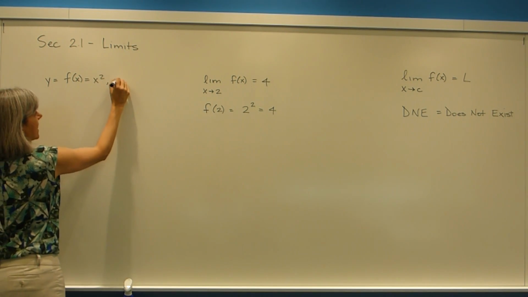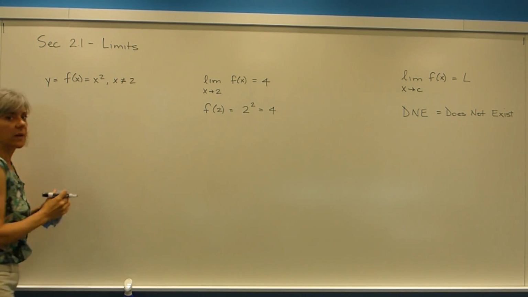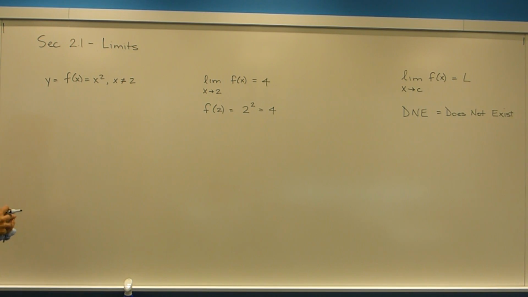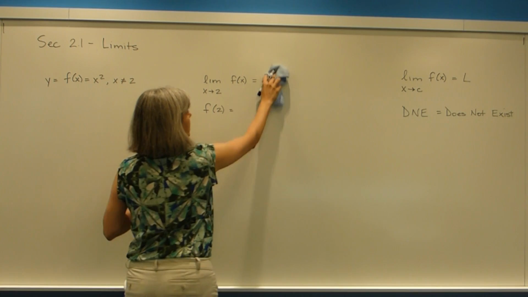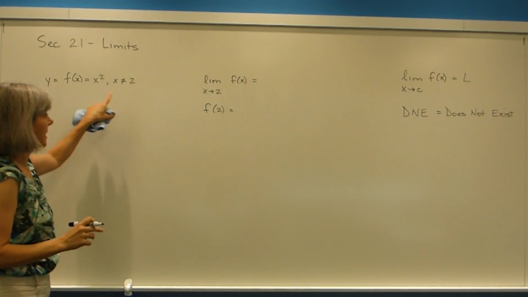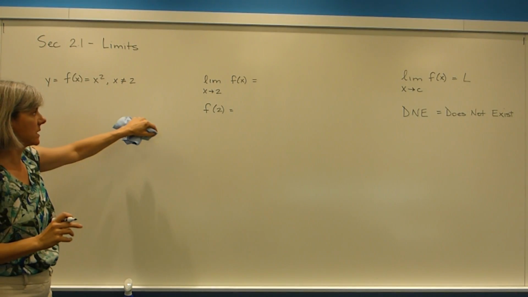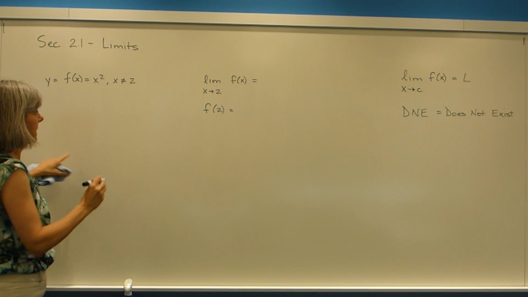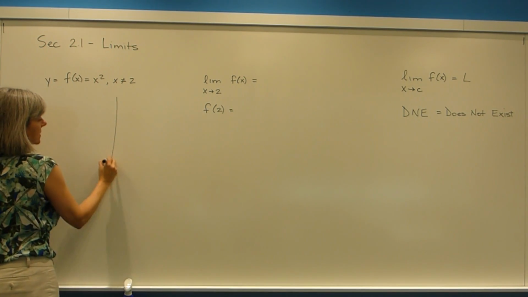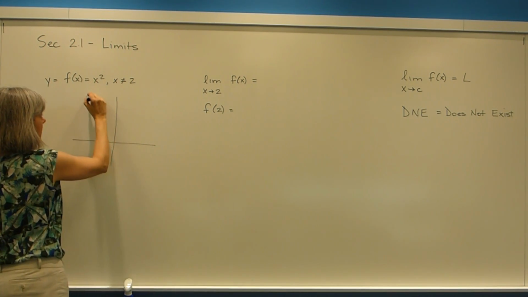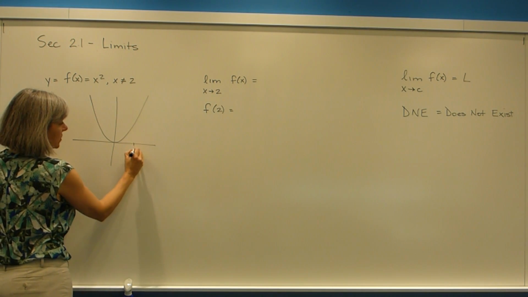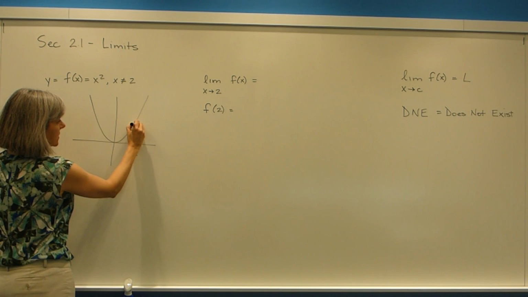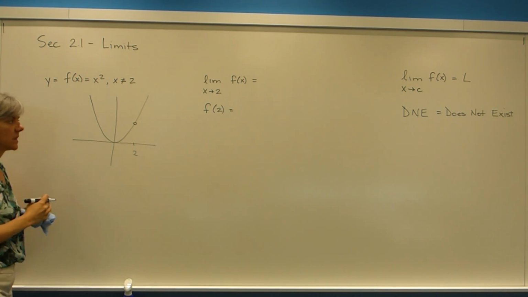This is true except not when x is equal to 2. Okay, I'm going to leave this up here because we're going to ask the same question about the same function about x equals 2. So if you want to take a minute and write that down, that's fine. So let's graph this. Again, it's a parabola, but at x equals 2, what do we know? The value doesn't exist. Remember, we call that a hole in the graph?